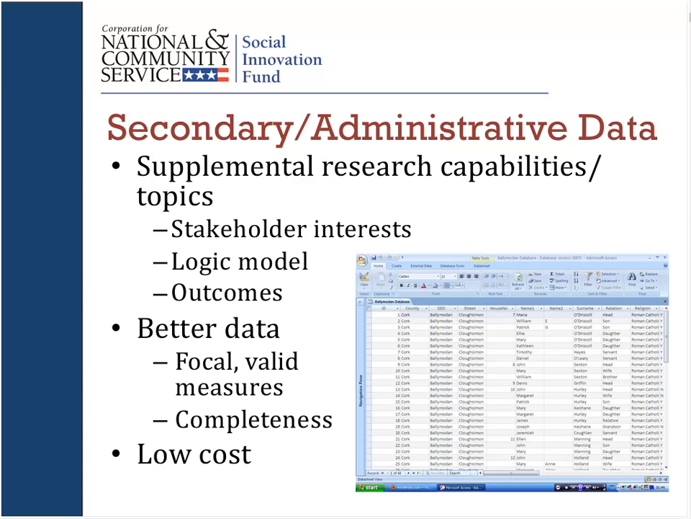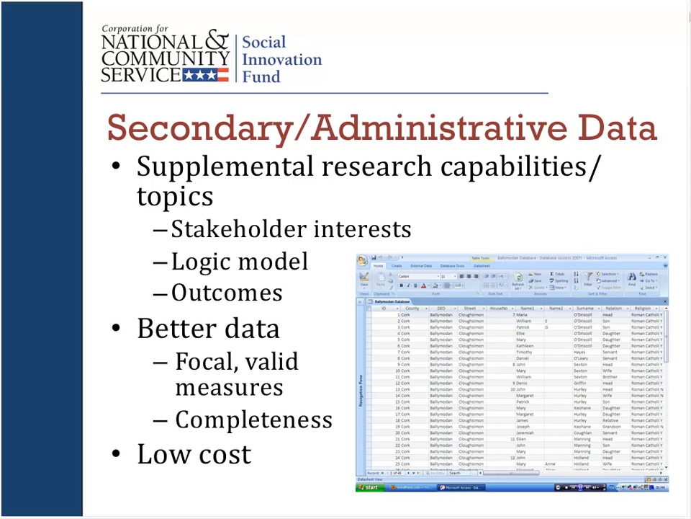Okay, so last I want to talk about secondary data. Specific to SIF, I think the reasons you would want to use secondary administrative data would be to extend, or supplement, your means of answering the needs of all stakeholders. So your stakeholders may be university evaluators with grad students all the way through to school districts and ultimately CNCS and SIF. You can use secondary data to extend the data that you have and answer multiple questions that meet lots of people's needs.